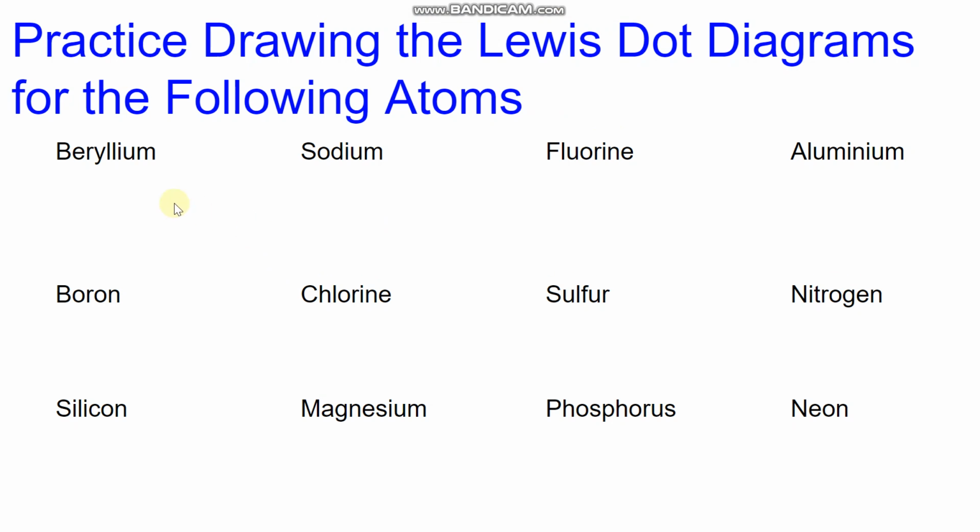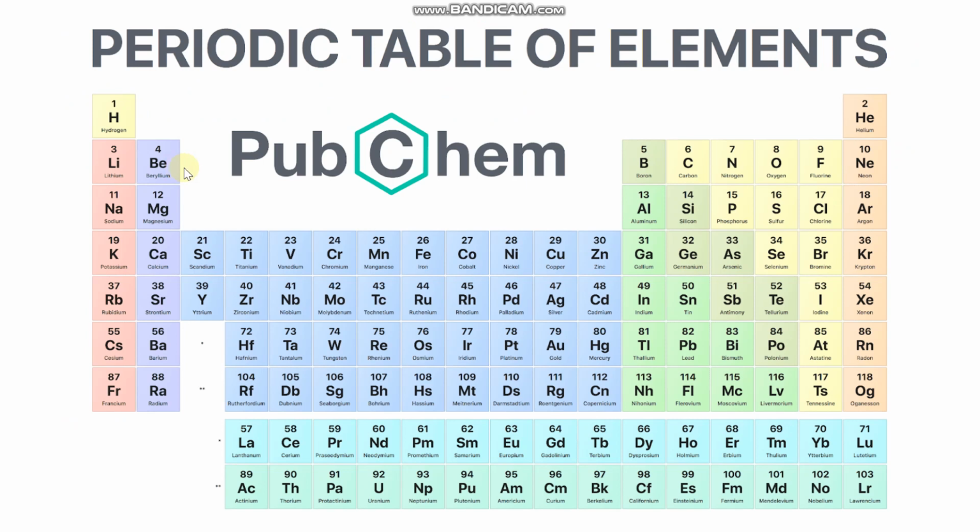Okay, so then let's just go through the first 2 examples on your practice problems together. And so our first example is beryllium. So if we look here, we've got beryllium right here. That's the second one in its row, 1, 2.